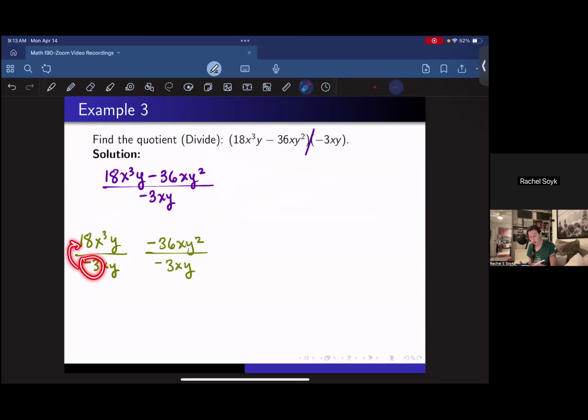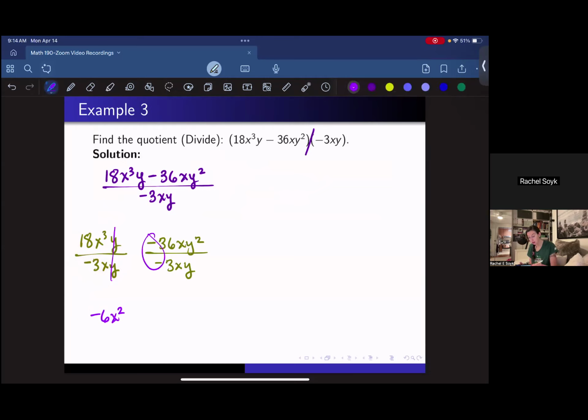Negative 3 goes into 18, negative 6 times. Then x to the third divided by x. 3 minus 1 is 2, so x to the second. And then y divided by y, the y's cancel out. So we got our first result.